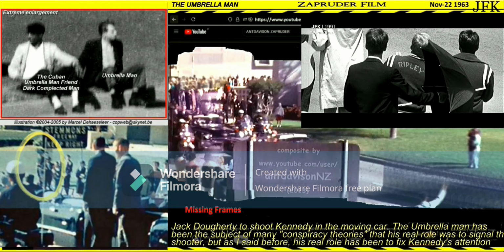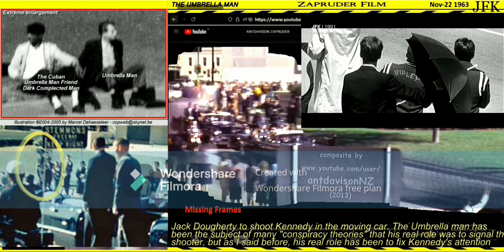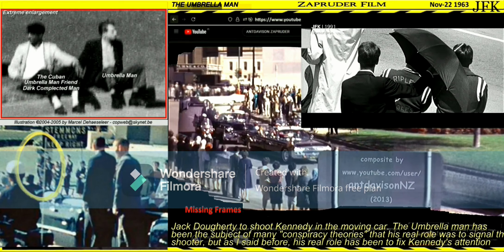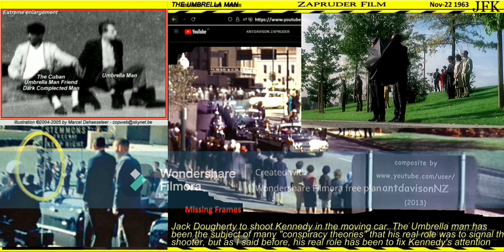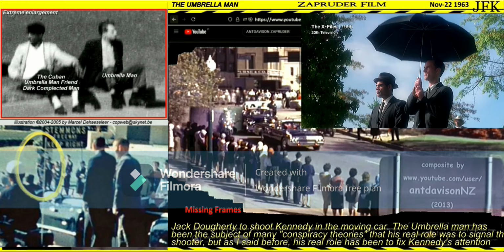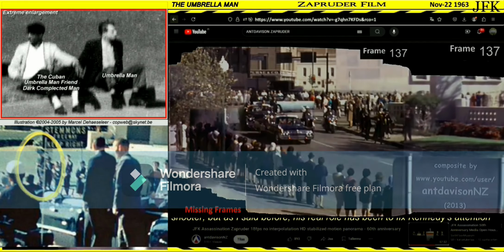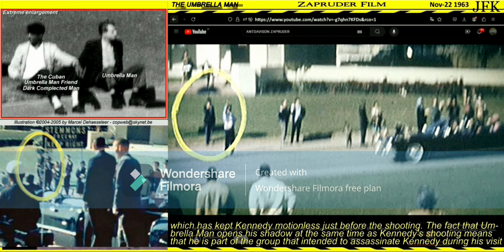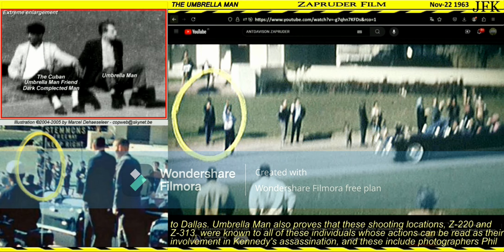The Umbrella Man has been the subject of many conspiracy theories that his real role was to signal the shooter. But as I said before, his real role has been to fix Kennedy's attention, which has kept Kennedy motionless just before the shooting. The fact that Umbrella Man opens his umbrella at the same time as Kennedy's shooting means that he is part of the group that intended to assassinate Kennedy during his visit to Dallas.